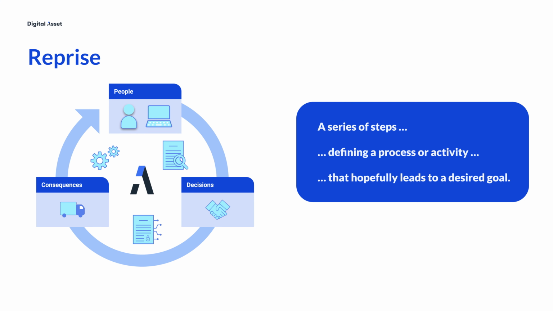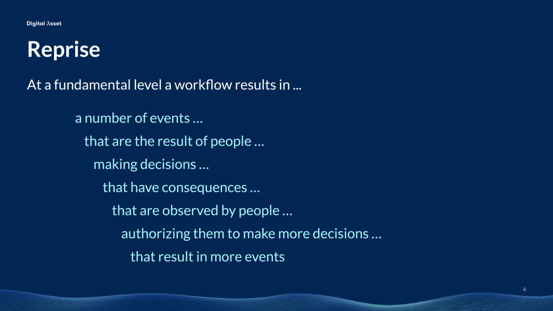We have seen how a workflow consists of people or systems under their control and direction, making a series of decisions and the consequences of those decisions. At a fundamental level, a workflow results in a number of events that are the result of people making decisions that have consequences that are observed by people, authorizing them to make more decisions resulting in more events. Events, people's decisions, consequences, observation, authorization.